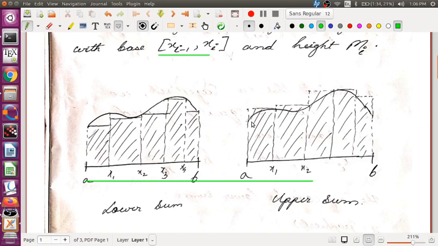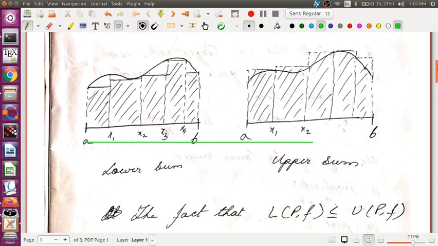And similarly for the upper sum, for each interval we will take the maximum value, that is the supremum of f in that particular interval. As you can see, for this first sub interval the supremum is this. For the second sub interval, this is the maximum value of f. So we construct a rectangle whose height is this maximum value and width is x1 to x2, and similarly for the others. That way this represents the upper sum, the sum of the areas.